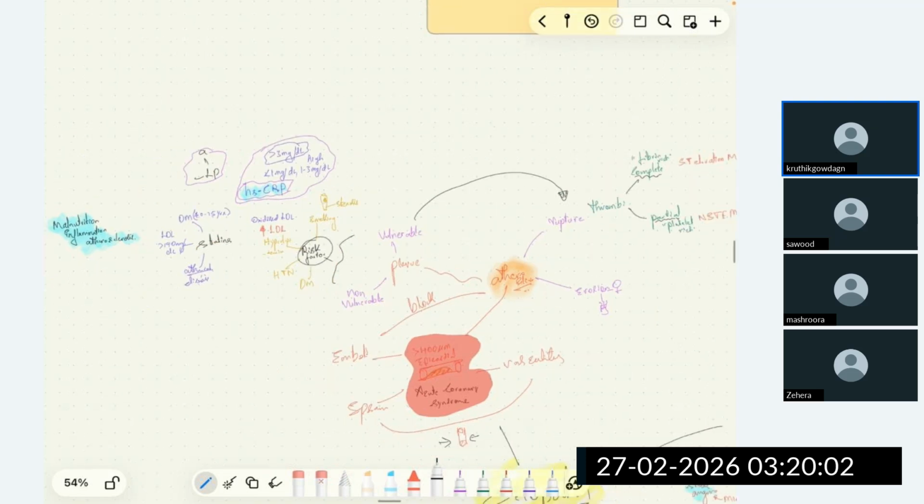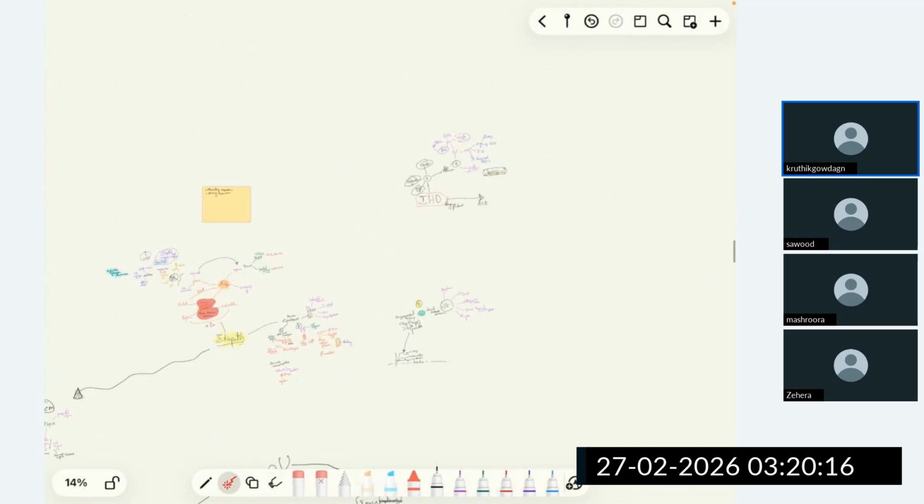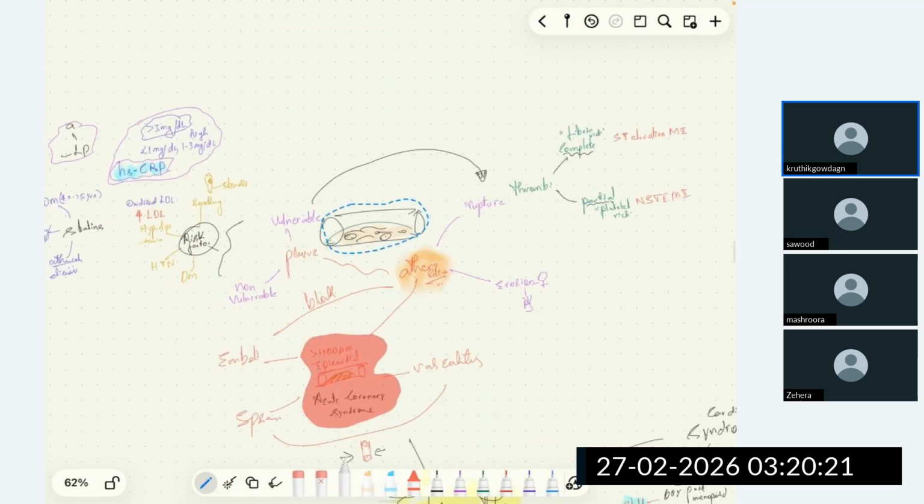The plaque is divided into vulnerable plaque and non-vulnerable plaque. The vulnerable plaque is the one which can easily rupture, which is prone to rupture. In the non-vulnerable one, the fibrotic cap covering the atherosclerotic plaque is thick, and it will not let the plaque rupture.